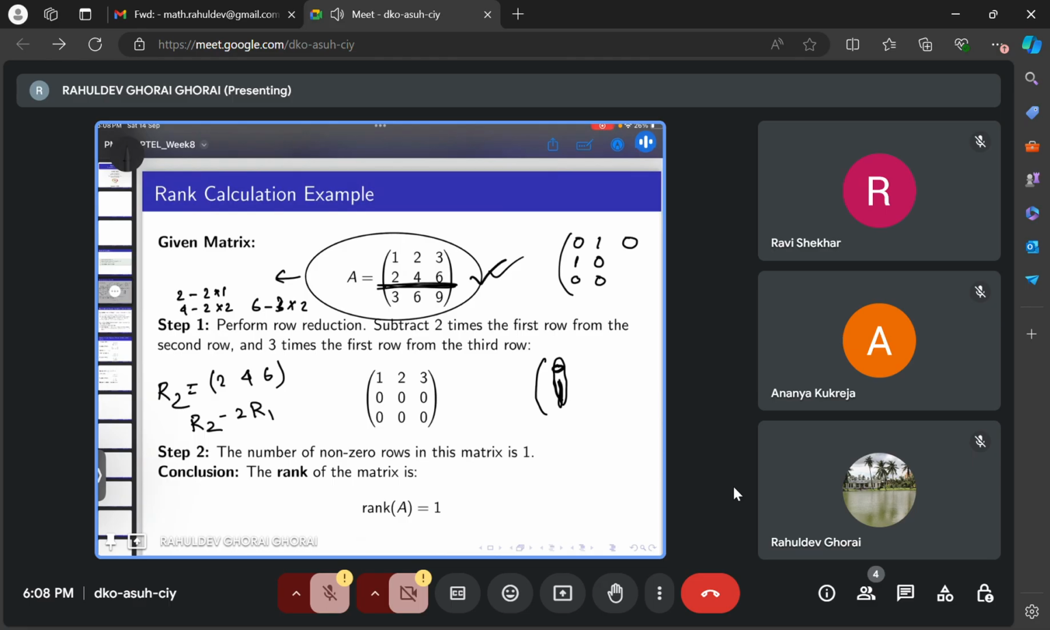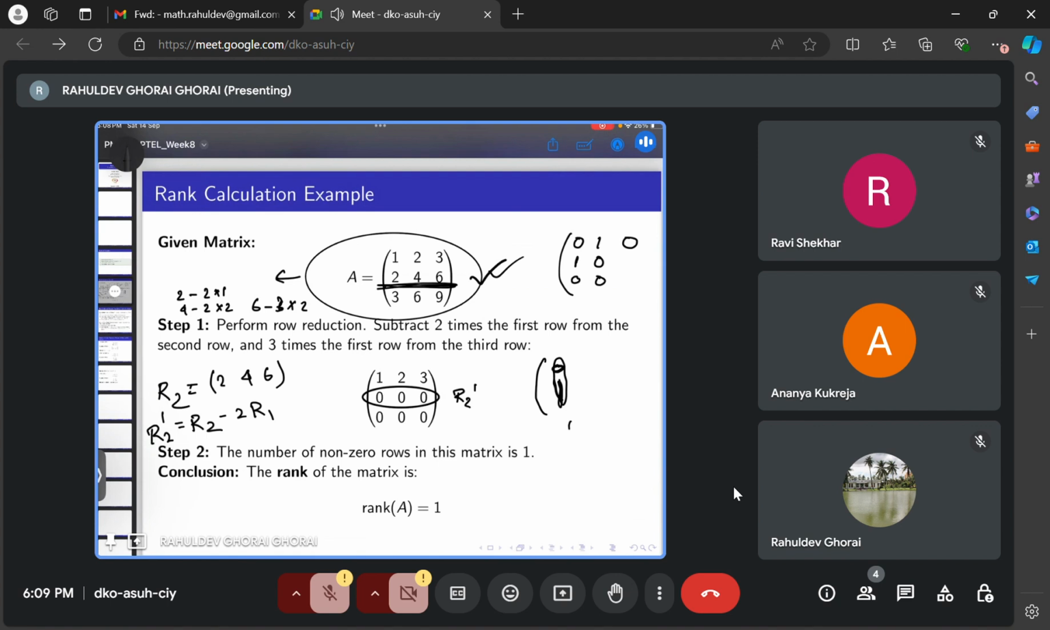These are the things you have to know. This operation we can do. When you do that, you name the new R2 like this: R2 prime will be R2 minus 2R1. So that becomes 0 0. This is your R2 prime.